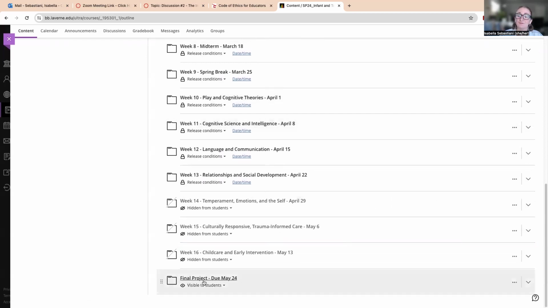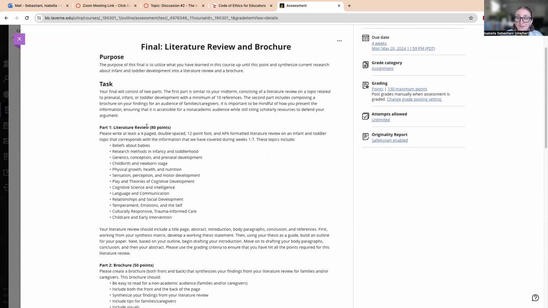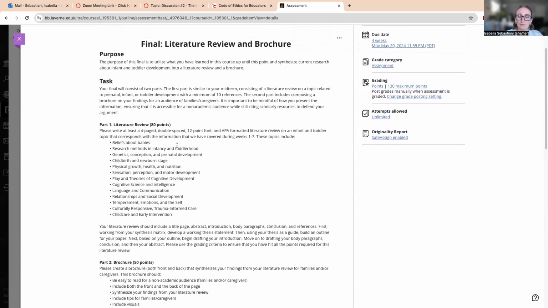However, you may have noticed that the final projects folder is also open. So we have our little final assignment here. For our final assignment, we've already started working on it with the annotated bibliography and the topic choice. Or have we done the annotated bibliography yet? Yes, we have. My brain is everywhere. So we have a literature review, for which you are invited to write a 4-page, double-spaced, 12-point font, APA formatted literature review on any of the topics discussed in this course thus far. So that is part 1 of the final.